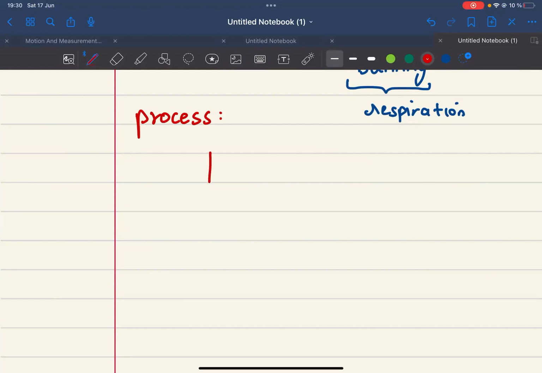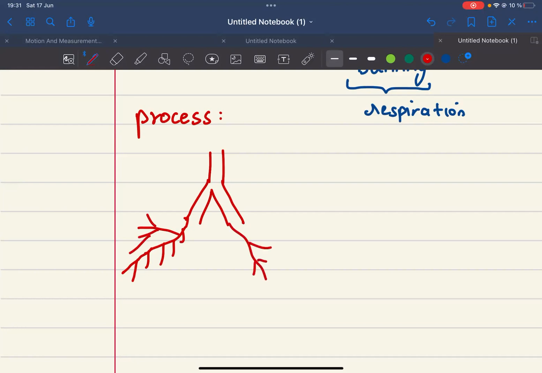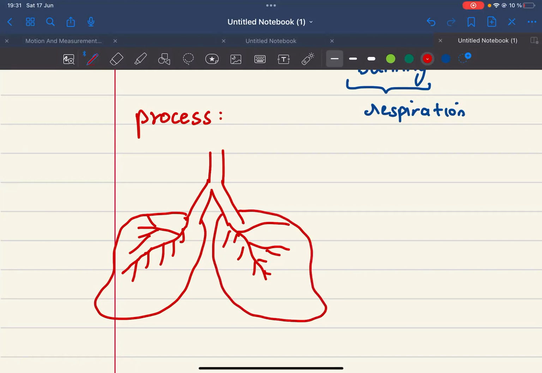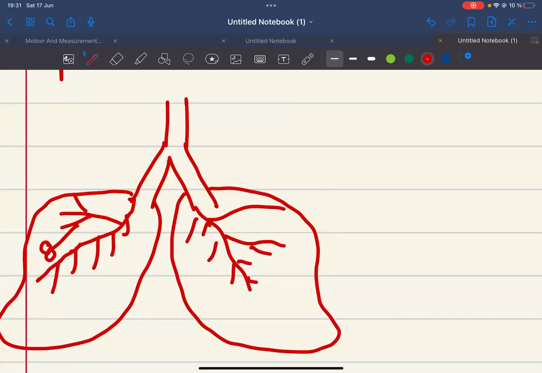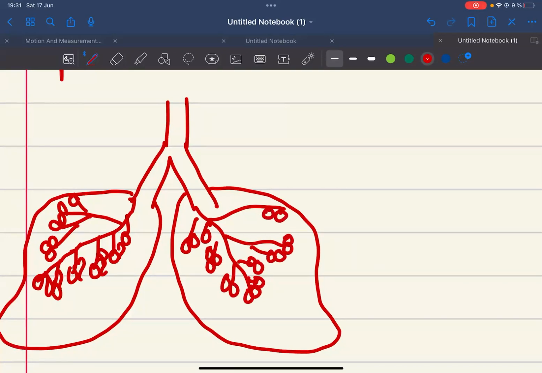So now you have your lung. This is how a human lung normally looks. And each branch will have something like this. They have structures like sacs, and it looks like grapes.